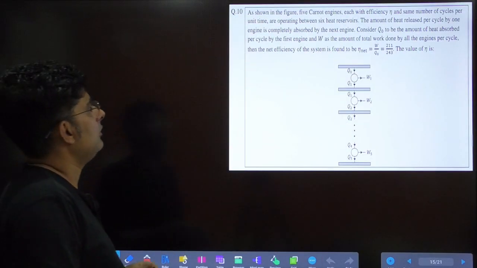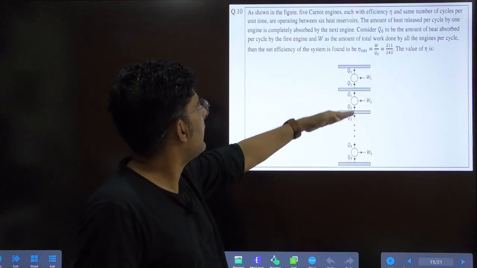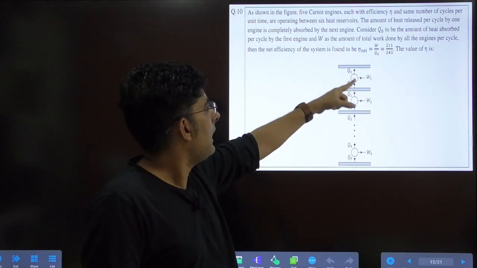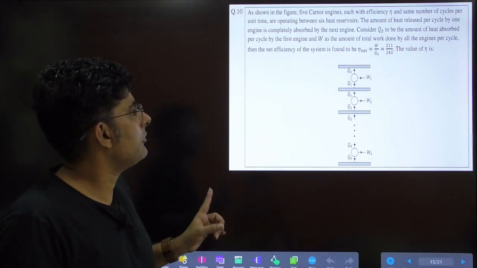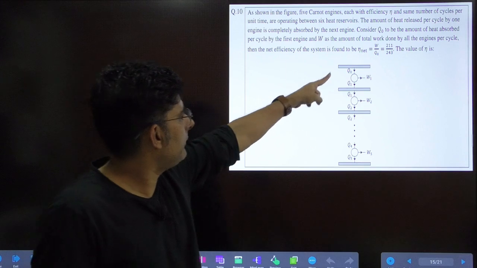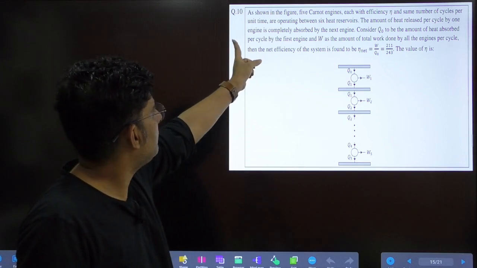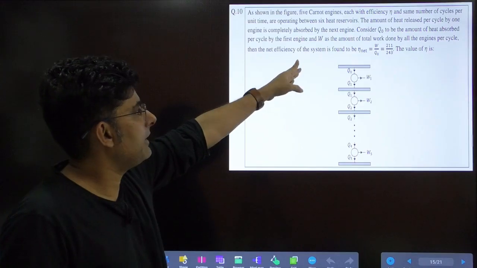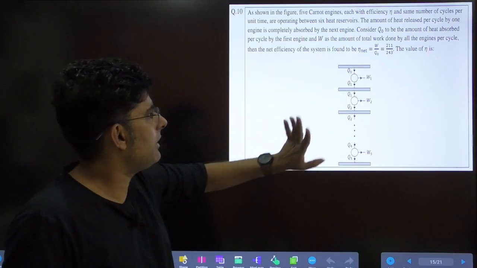Okay, let's see the solution of question number 10. You can see that there are 5 Carnot engines in succession, and they have said that each one has efficiency eta. Every engine has efficiency eta and the same number of cycles per unit time. They are operating between 6 reservoirs in between. The amount of heat released by one is completely absorbed by the next engine. They have mentioned this, which you can see in the flow diagram also.